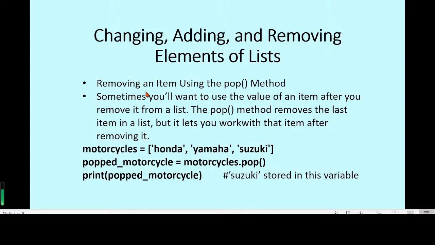You can use the pop method to remove an item. Sometimes you will want to use the value of an item after you have removed it from a list. The pop method removes the last item in a list, but it lets you work with that item after removing it. So this is a list with 3 motorcycles. We can use the pop method to remove the last one of this list, then put this removed item in this variable, so we can print it later.